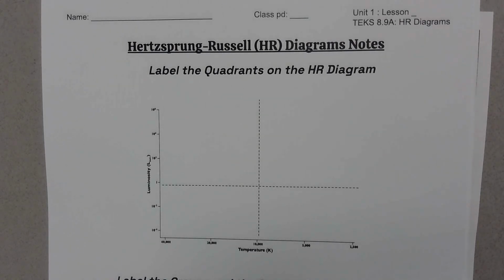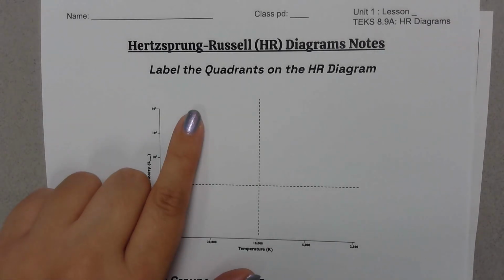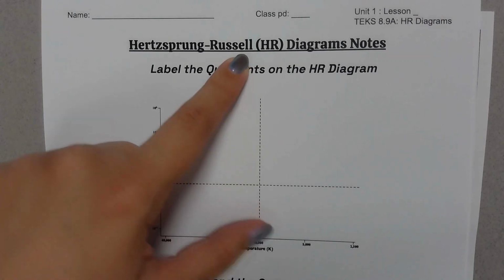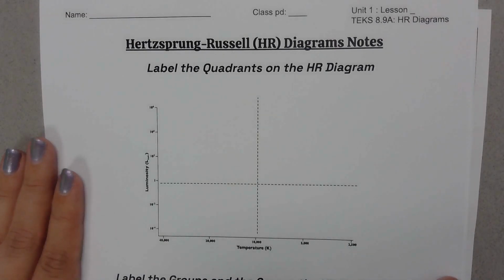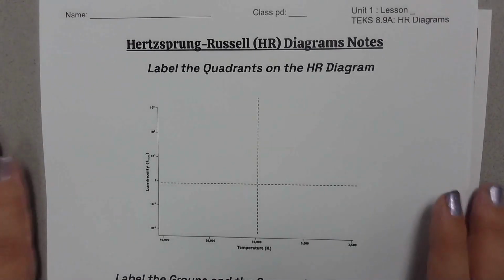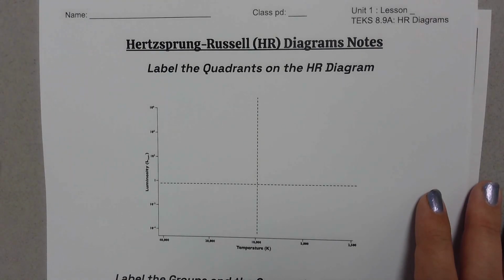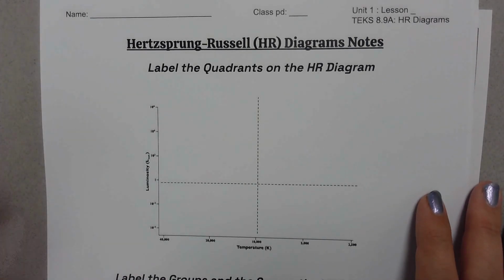All right, so today we're going to talk about HR diagrams, or Hertzsprung-Russell diagrams. Hertzsprung-Russell diagrams are named after two scientists who both kind of came up with the same diagram at the same time. So this diagram is attributed to both of them.